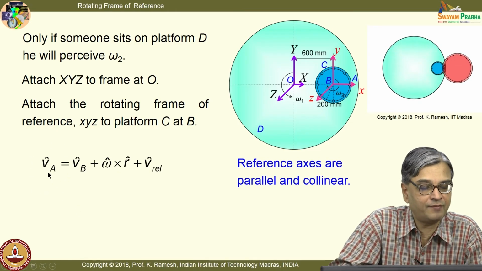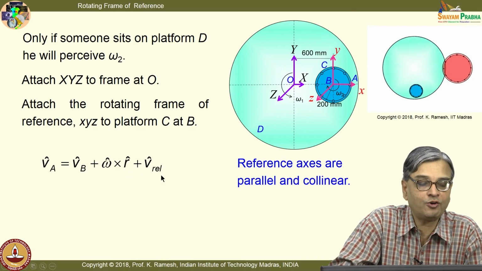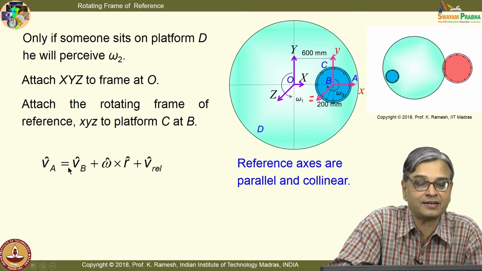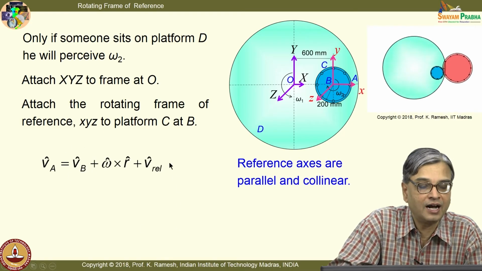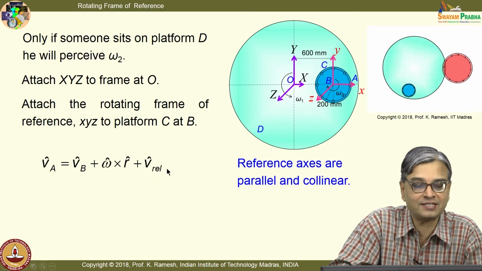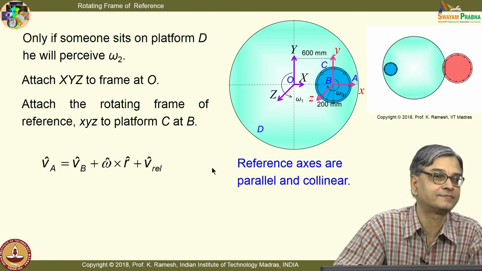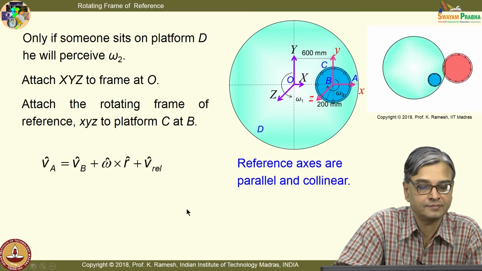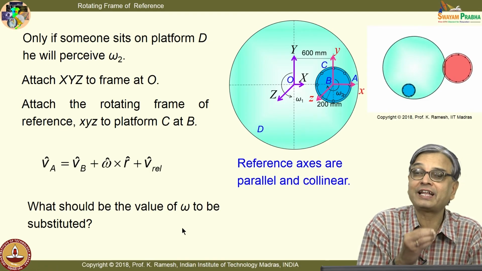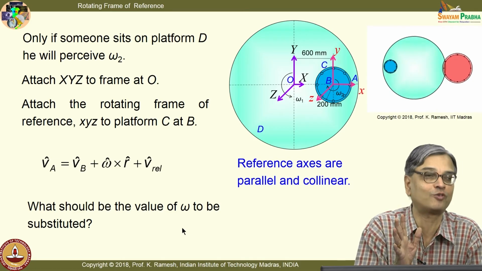velocity, and we know the expression V A equal to V B plus omega cross R plus V rel. Now, you have to find out what is the omega that I should use, how do I evaluate velocity of point B, how do I evaluate velocity which is labeled as V rel, or this is the velocity of point A seen from a rotating frame of reference. Okay. And I have sufficient number of omegas.